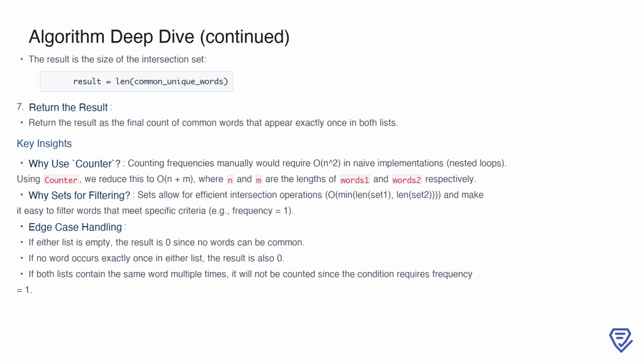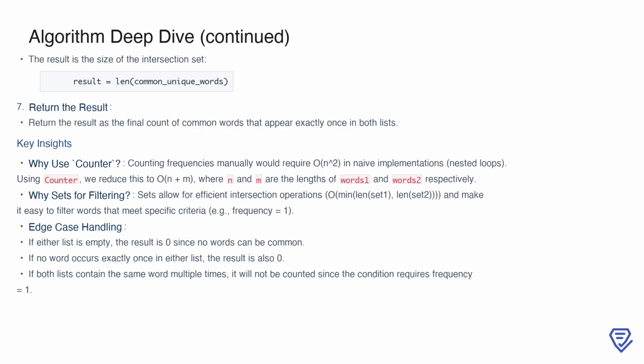Let's recap some key insights about the algorithm. Using Counter is essential because it allows us to efficiently count word frequencies without resorting to nested loops, significantly optimizing performance. Sets, on the other hand, make it easy to filter and find intersections, which are critical for solving this problem.